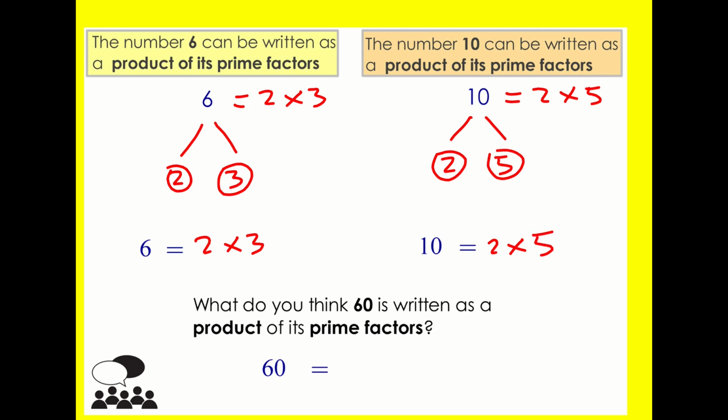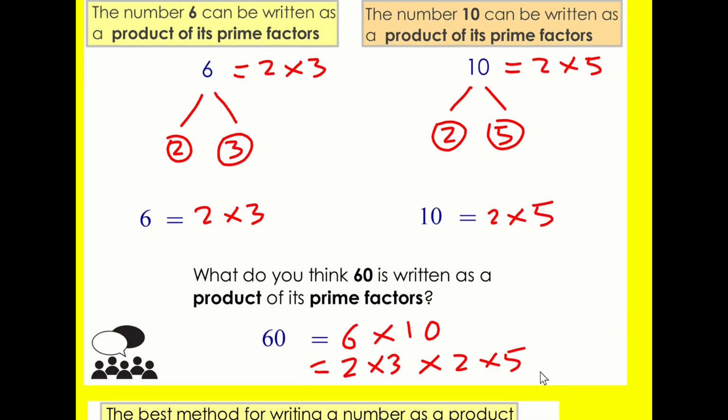So I just want you to pause the video and think, how could you possibly write 60 as a product of its prime factors using what we've just done? Well, we can see that 60 is 6 times 10, but I've already got the product of prime factors for 6, so it's going to be 2 times 3, and I've already got the product of prime factors for 10, 2 times 5. And there we have it. We've written it as a product of its prime factors. Now you could rewrite it as 2 times 2 times 3 times 5 to order it. And there's one other way we could write it, which I'll talk about in a second.